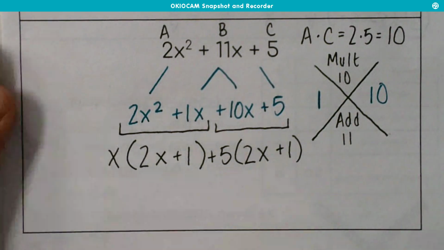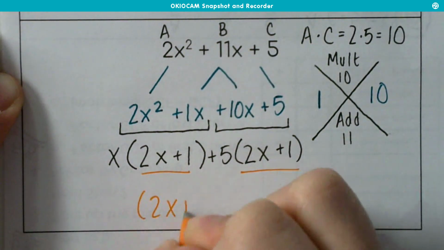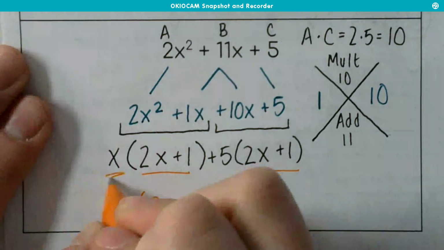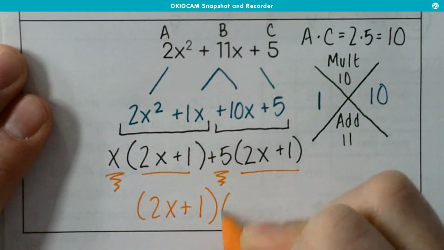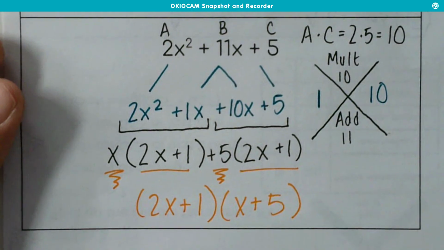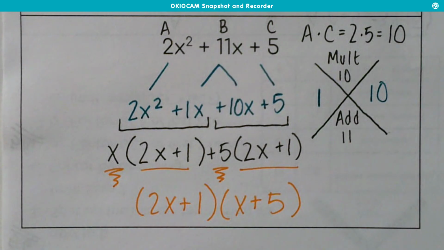Okay. My terms that match, my parentheses that match, are 2x plus 1. And then the other piece of my answer is this x and this 5. Okay. Any questions right now?